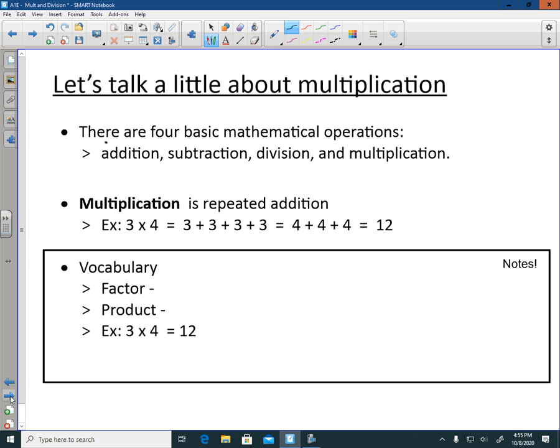So today we're talking about multiplication and division, and as you know, there are 4 basic mathematical operations: addition, subtraction, division, and multiplication. We've talked about addition and subtraction. Today we're going to take on both multiplication and division.